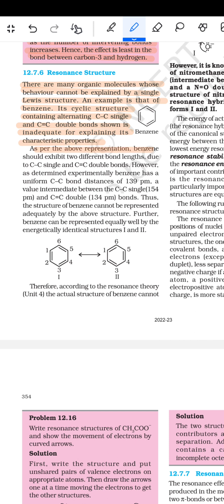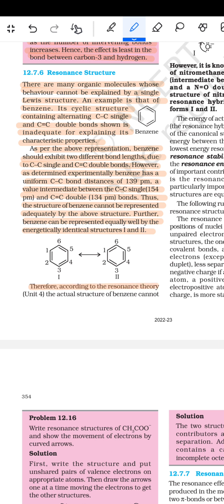As per the above argumentation, benzene should exhibit two different bond lengths due to sigma single and pi double bonds. However, as determined experimentally, benzene has a uniform C-C bond distance of 139 picometer, a value intermediate between the C-C single 154 and the C=C double 134 picometer bonds. Thus, the structure of benzene cannot be represented adequately by the above structure. Further, benzene can be represented equally well by the energetically identical structures 1 and 2.